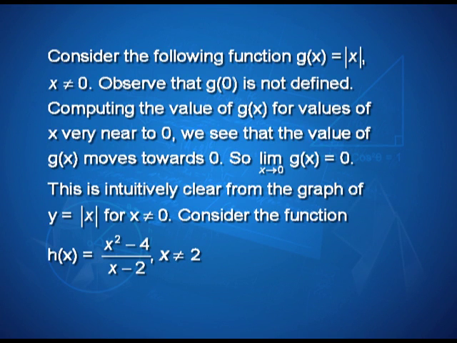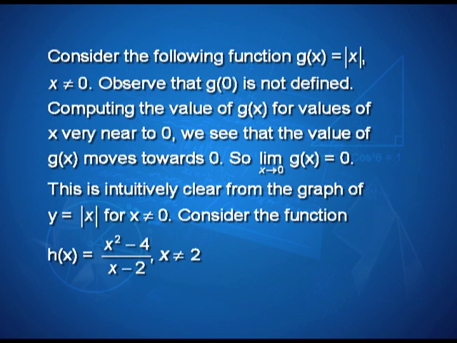Consider the following function, g of x is equal to mod x, for x not equal to 0. Observe that g of 0 is not defined. Computing the value of g of x for values of x very near to 0, we see that the value of g of x moves towards 0. So, limit g of x is equal to 0 as x tends to 0. This is intuitively clear from the graph of y is equal to mod x for x not equal to 0.